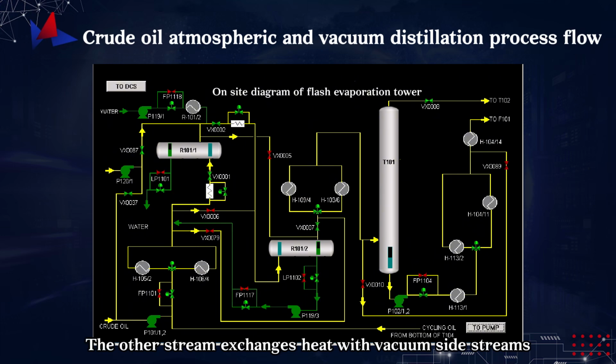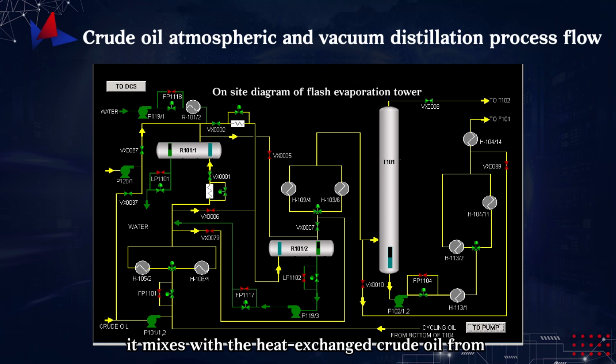The other stream exchanges heat with vacuum side streams, passing successively through the desalted crude oil VAC third side stream exchanger, desalted crude oil VAC first intermediate reflux exchanger, desalted crude oil VAC residue exchanger, desalted crude oil VAC second side stream exchanger, desalted crude oil VAC third side stream exchanger, and desalted crude oil VAC first intermediate reflux exchanger for heat exchange. After the temperature rises to 208 degrees Celsius, it mixes with the heat-exchanged crude oil from the atmospheric stream and enters the flash tower T101.